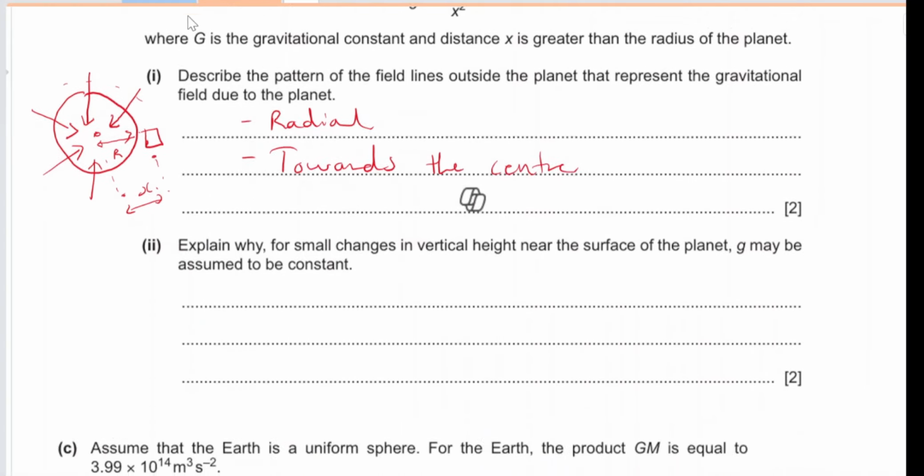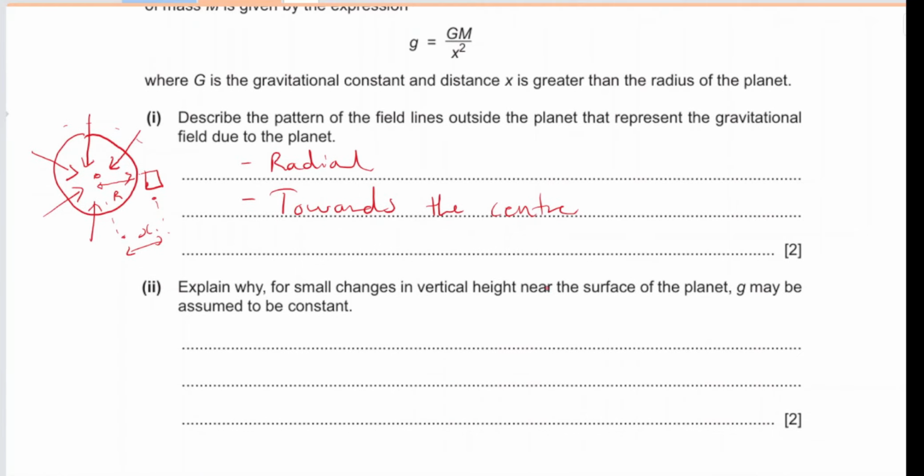Then they say, explain why for small changes in vertical height near the surface of the planet, g may be assumed to be constant. So they are asking why you can assume that the gravitational field strength right at the surface is very close or the same as the gravitational field strength slightly above it. Let me explain this with a better example. This is the earth, right? This is the surface, and this is you over here.